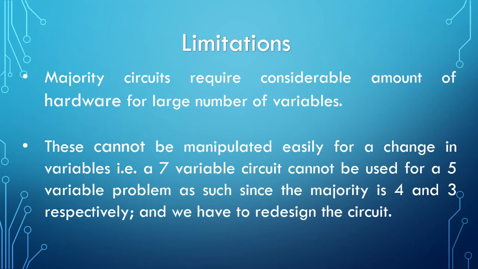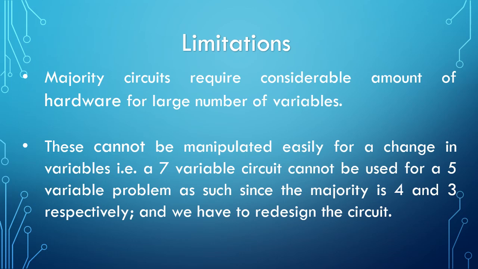Majority circuits are subject to certain limitations. I have pointed out two of them here. The first one is that majority circuits require a considerable amount of hardware for a large number of variables. As you saw during the presentation, when we moved from a 4 variable problem to a 5 variable problem, the number of hardware components required increased. This is because the number of minterms in the expression increased, as you can see from the combination relation.